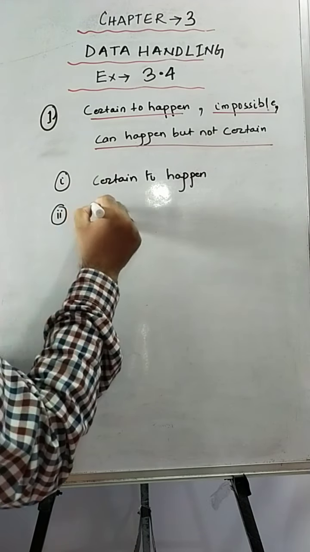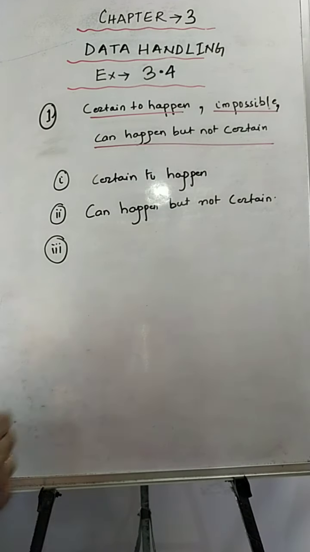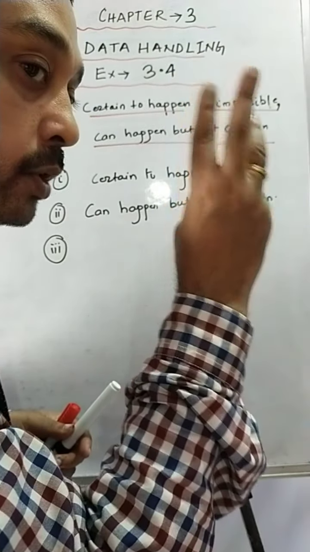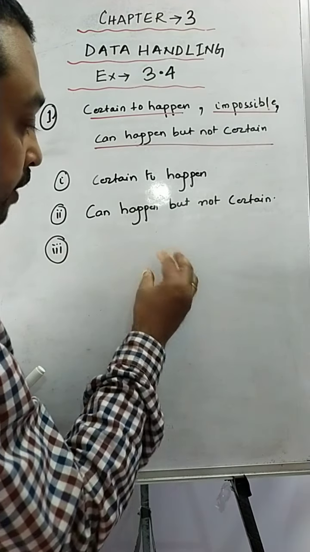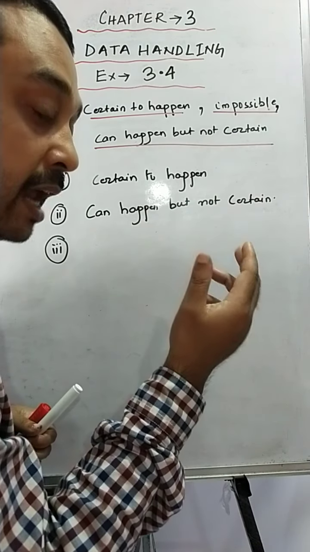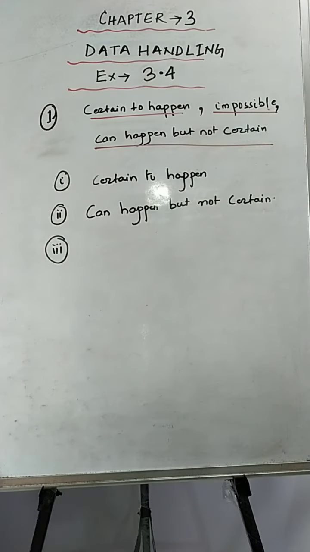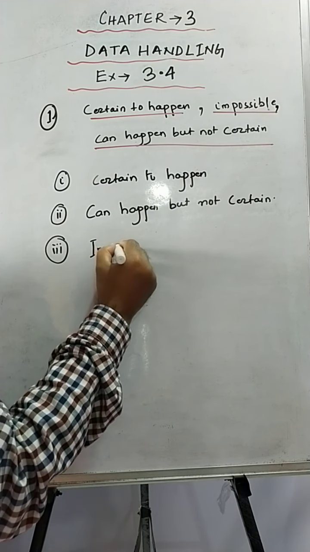Now let's read out the third one. A die when tossed shall land up with 8 on top. So we know that in a die the maximum number we have is 6, that is 1, 2, 3, 4. You must have played Ludo, I guess, so there you must have seen a die. So how many numbers are there? 6 numbers, and the maximum number that we can get on a die is 6. So it is impossible, no matter how many times you throw the die, we'll never get 8. So the option would be impossible.